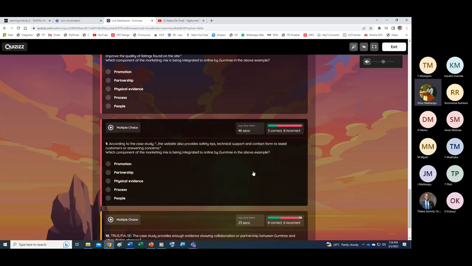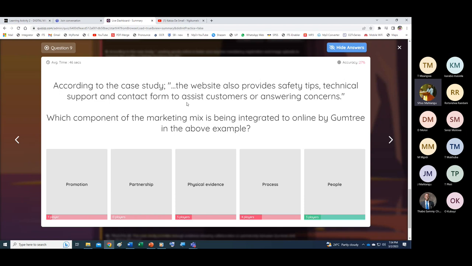And the last question that was a red flag is question 9. According to the case study, the website also provides safety tips, technical support, and a contact form to assist customers in answering any concerns. And that was people element, meaning that when they're looking for information faster, they can read under safety tips, they can click technical support, or just request information via a contact form.